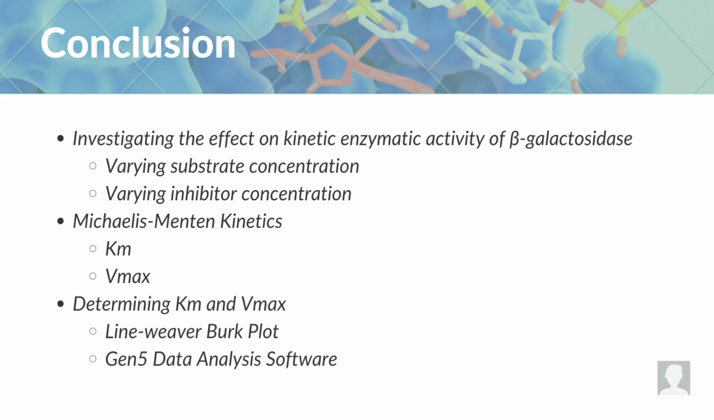Lastly, to recap, Km and Vmax can be obtained either manually using the Lineweaver plot or digitally via Gen 5 data analysis software. However, between these 2 methods, Gen 5 software is preferred due to higher accuracy, efficiency, and flexibility in manipulating data. It also reduces potential errors associated with manual calculations. And that's the end of our presentation.